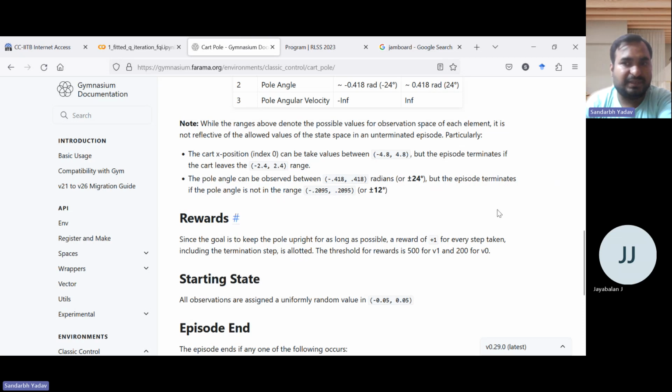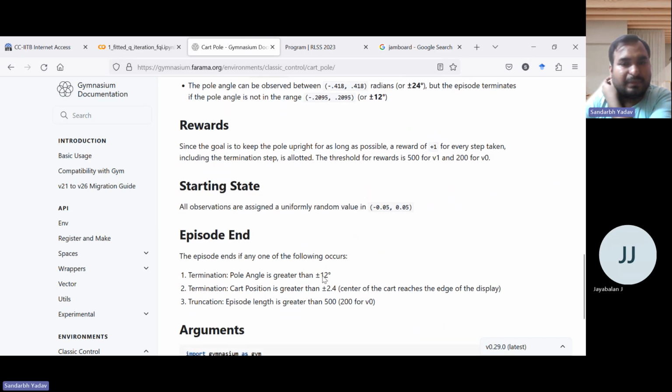So suppose there are 100 time steps and you manage to keep the pole straight, like the pole doesn't fall for all 100 steps, so essentially you'll get +100. For every step you'll get a +1 if the pole doesn't fall. Otherwise, it will terminate.